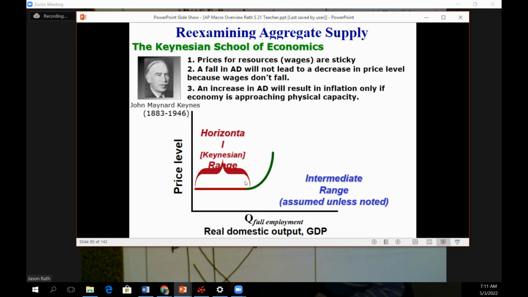So there's the intermediate range, or this is the Keynesian range. The intermediate range assumed right there. And this is the vertical classic range. And so here, we're more recessionary. This is kind of intermediate, full employment right here. And this would be considered inflationary with the classic model.